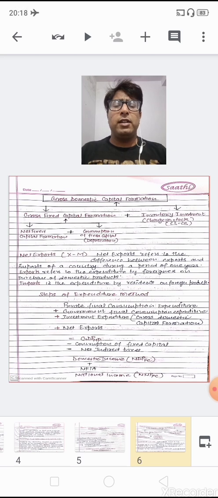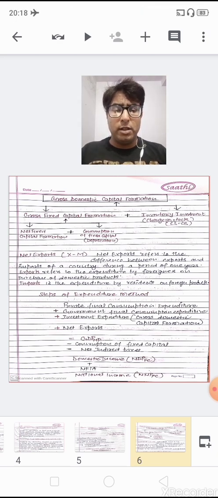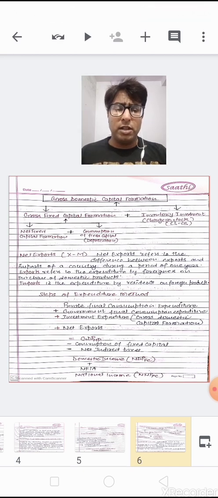Now children, next the classification of final expenditure is on net exports. What is net exports, children? Net exports refers to the difference between the exports and imports of a country during a period of one accounting year.